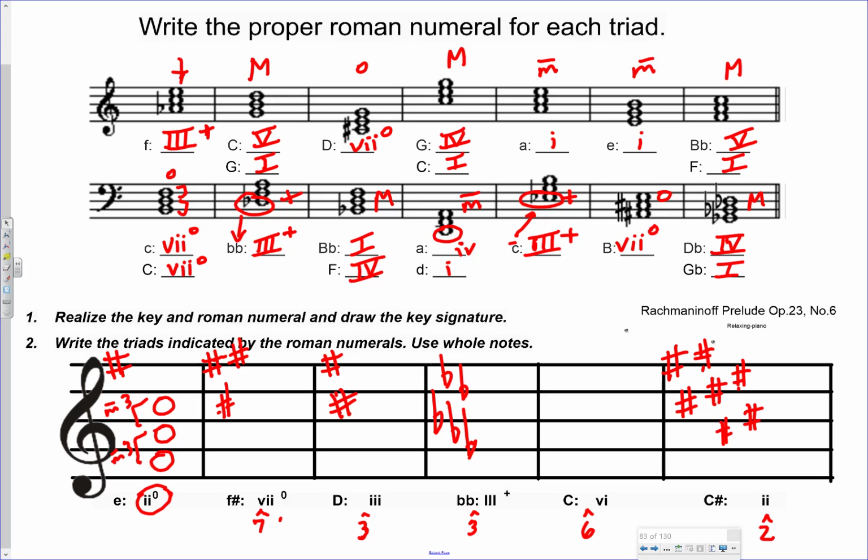Now I'll go back and write the quality of the triad I have to build: diminished for the 2nd measure, minor for the 3rd measure, augmented for the 4th measure, minor for the 5th measure, and for the last measure, minor. Let's put my root in.